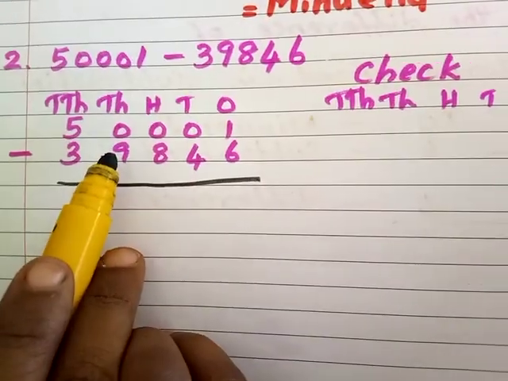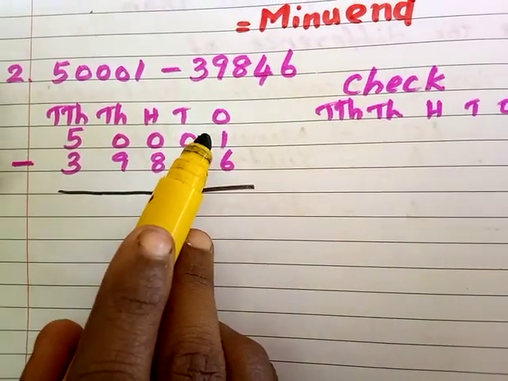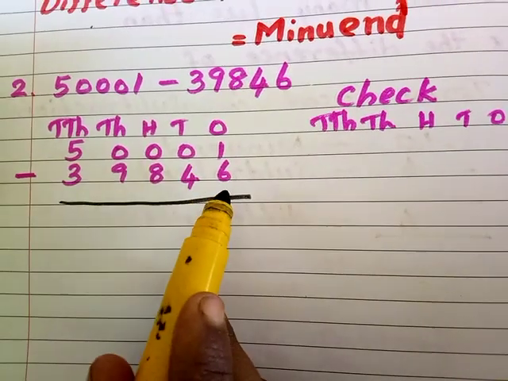So here is another example. As I said, I have placed the numbers according to the place value chart and I have to start from the ones place.